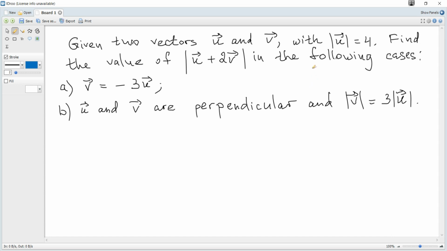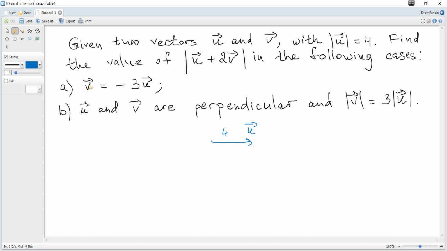Given two vectors u and v with the magnitude of u vector is 4, find the value of the magnitude of u vector plus 2v vector in the following cases. A. V vector is negative 3 times u vector. So it is given u vector and its magnitude, or its length, is 4 units.